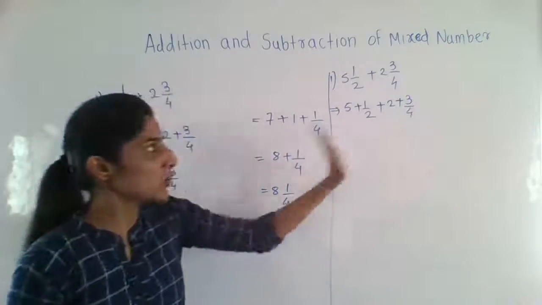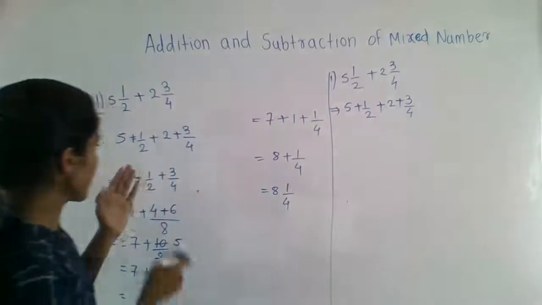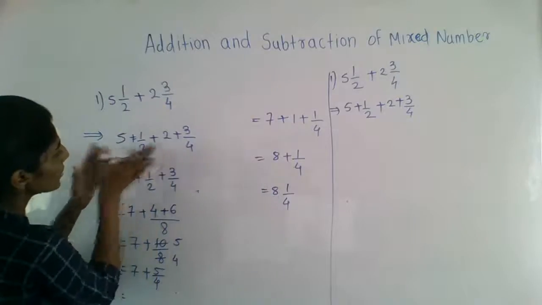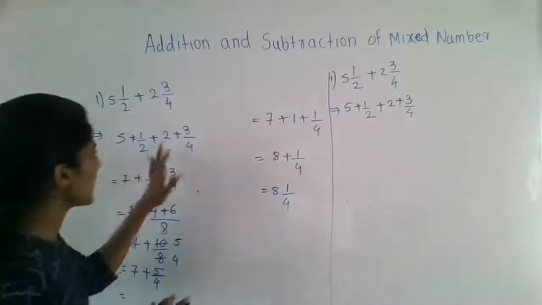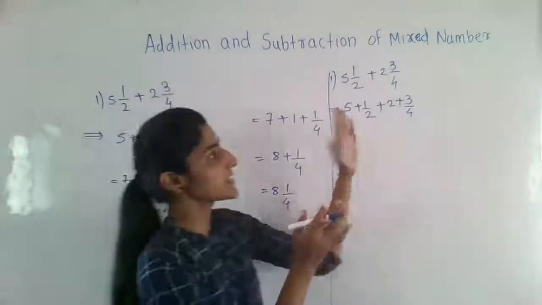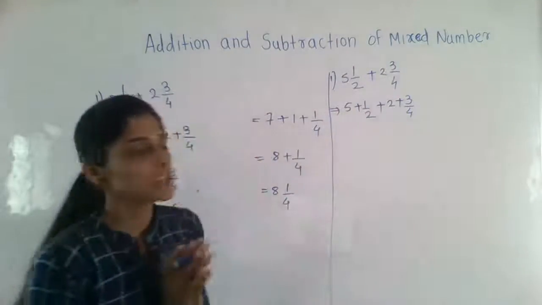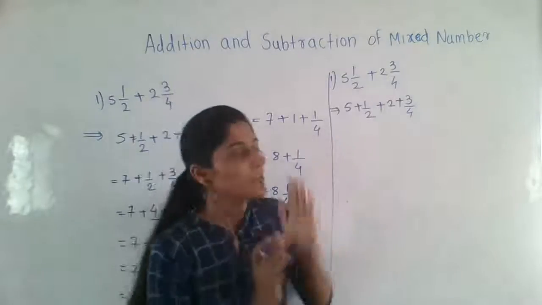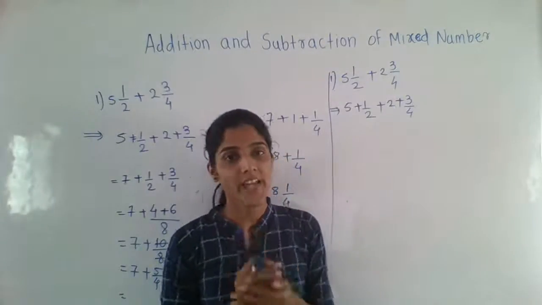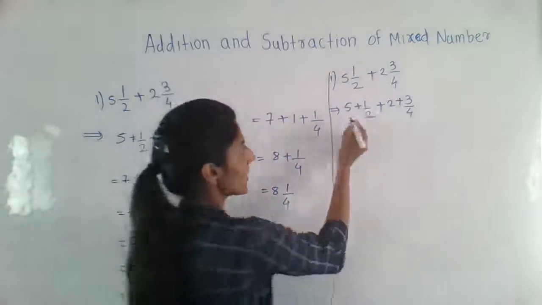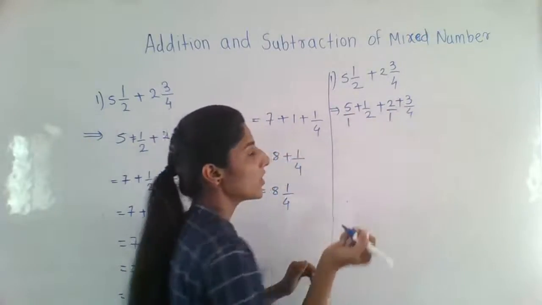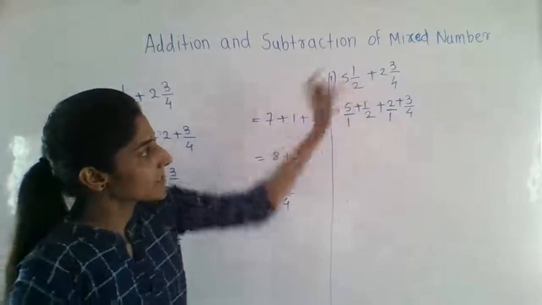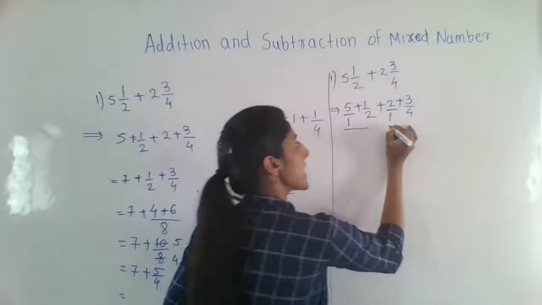Okay, now we have to add this number. Now you can see here what we have to do. We have to add the whole numbers directly. 5 plus 2 directly 7. Now here make this number a fraction. 5, then the value of denominator is absent, then take it as 1. Okay, therefore we take it as 5 by 1 and 2 by 1. Okay, now add these two numbers and these two numbers.